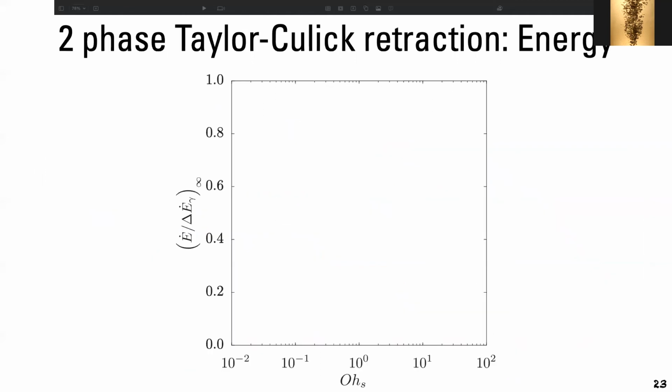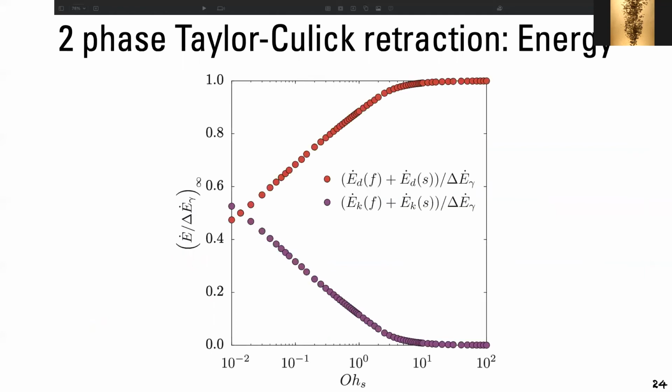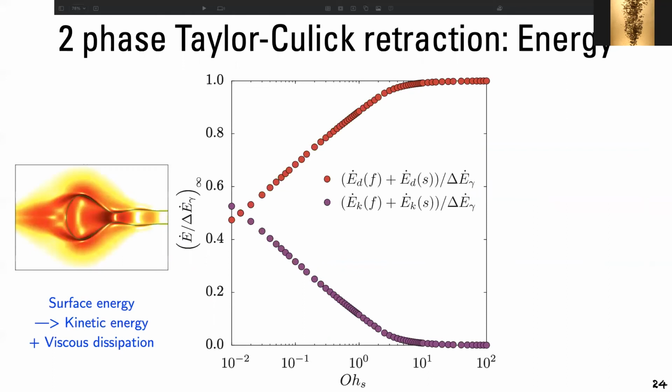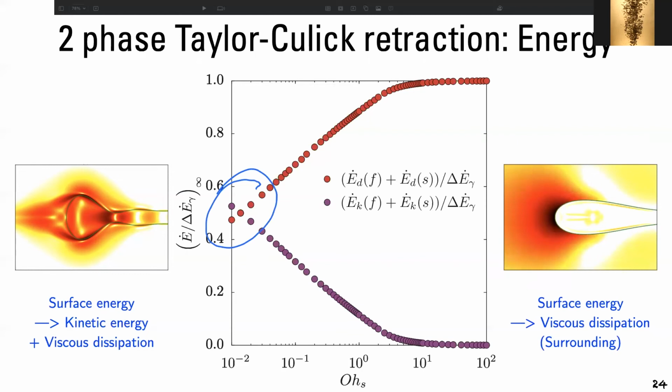Now let us probe the energies associated with this process. And here the red symbols show the total viscous dissipation, and the purple data points show the rate of change of kinetic energy. In the inertial limit, all the surface energy goes into the kinetic energy as well as viscous dissipation, and that aligns perfectly with Culick's arguments. Whereas if we look at the viscous limit, the entire surface energy goes into viscous dissipation, as is very clear from this data point over here.